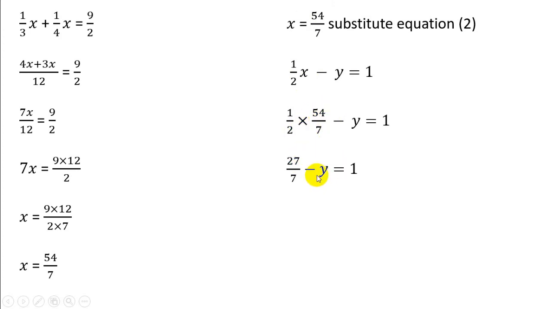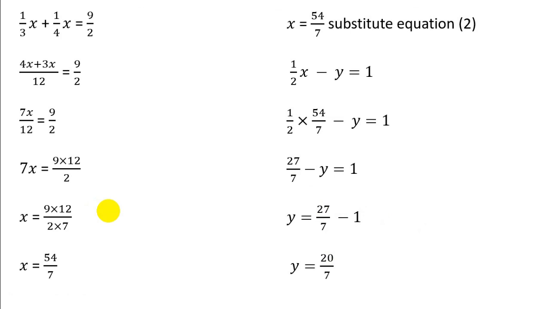So what is y? You can just make y the subject. You get y equals, because you can shift minus y to the other side, it changes to plus y. So 27 over 7, plus 1 you can shift to the opposite side, so that changes to minus 1. Here this is just a simple fraction you need to solve. So you get 27 over 7 minus 1. Actually you don't need to find the LCM at all. You can simply take 7 multiplied by 1 is 7. 27 minus 7 is 20. So y equals 20 over 7.